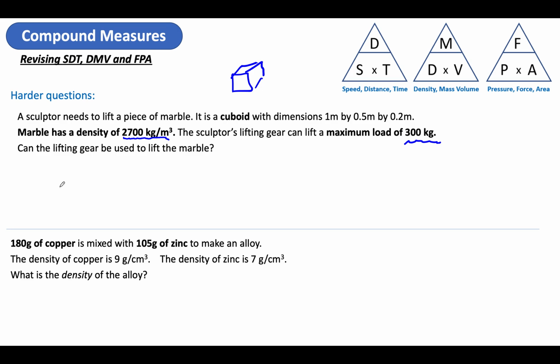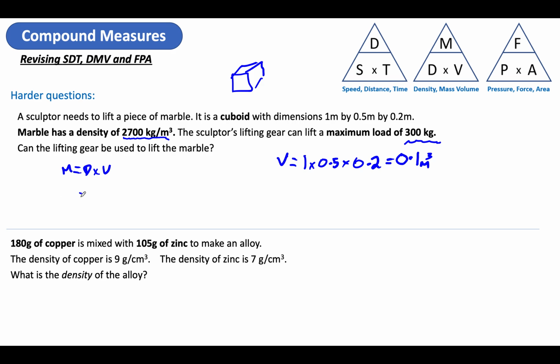Well, let's find out how much the marble weighs, which means we are trying to find the mass. Mass is density times volume. But what is my volume? It doesn't tell me my volume, but that's fine, because I know the volume of a cuboid is length times width times height. So 1 times 0.5 times 0.2 is 1/10. It is 0.1 meters cubed, because they were all in meters.